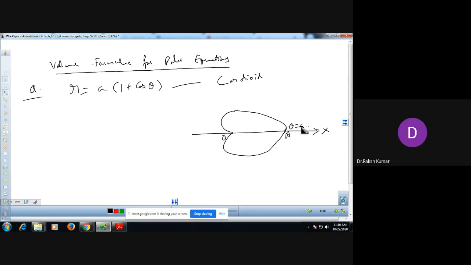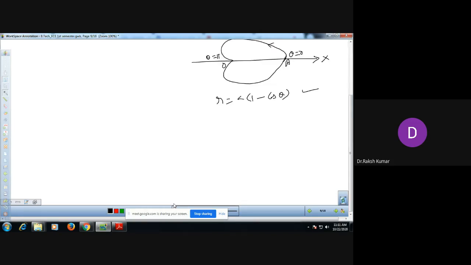At this point, theta is 0, and we move along this side, and at this point, theta is equal to 180 degrees. This is standard if the equation is this. But there are two types of cardioid: r is equal to a into 1 plus cos theta, and r is equal to a into 1 minus cos theta. In this case, the figure will change, so we have to proceed according to the statement of the question.